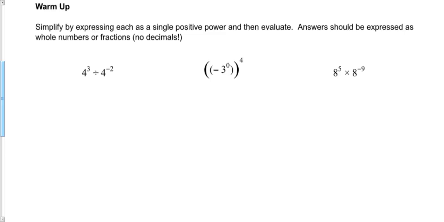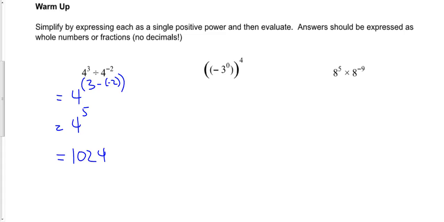Okay, so here we've got 4 to the exponent 3 divided by 4 to the exponent negative 2. They have the same base. The base is 4, and because they're being divided, we're going to subtract. So 3 minus negative 2, and we end up with 4 to the exponent 5, because 3 minus negative 2 is 5. Now that we've written it as a single positive power, we're going to evaluate it. 4 to the exponent 5 equals 1024.